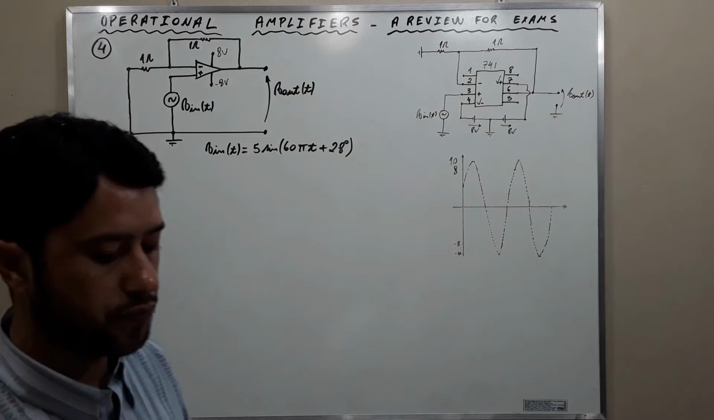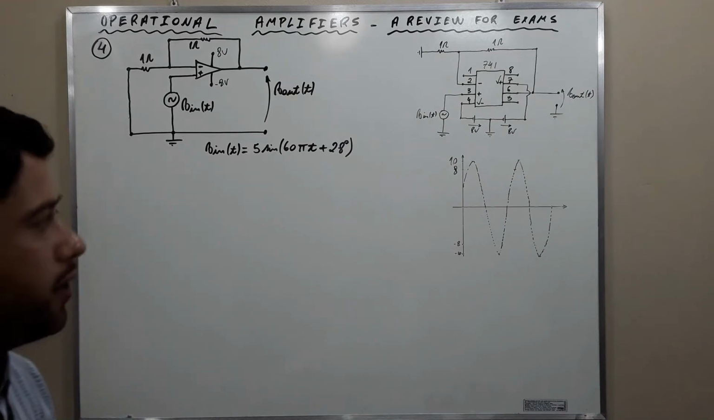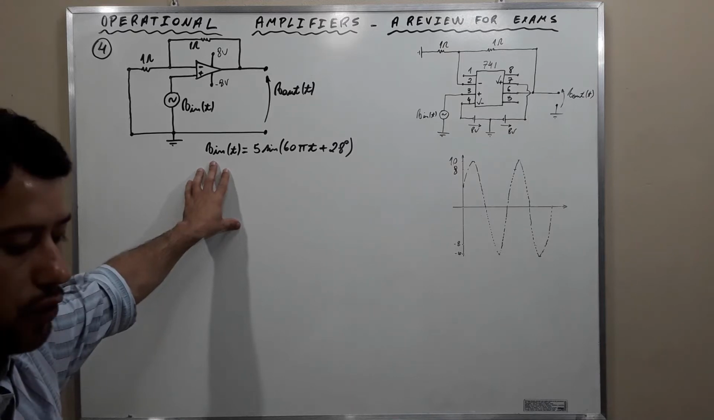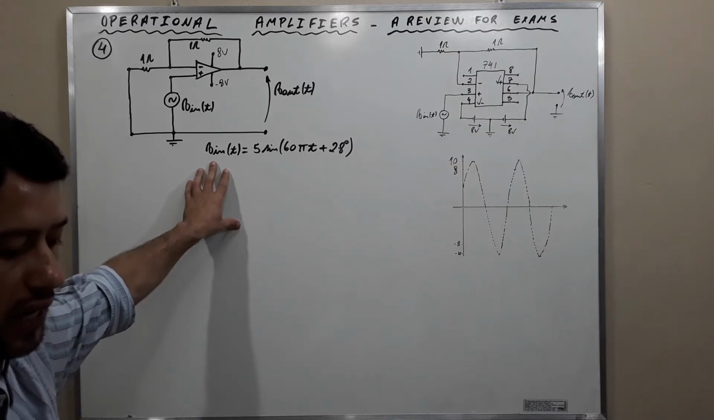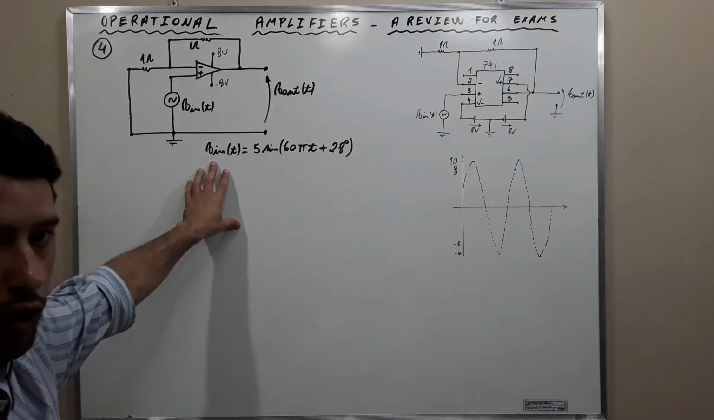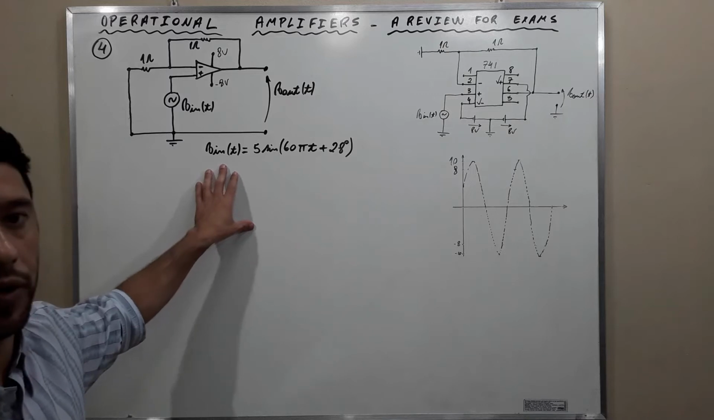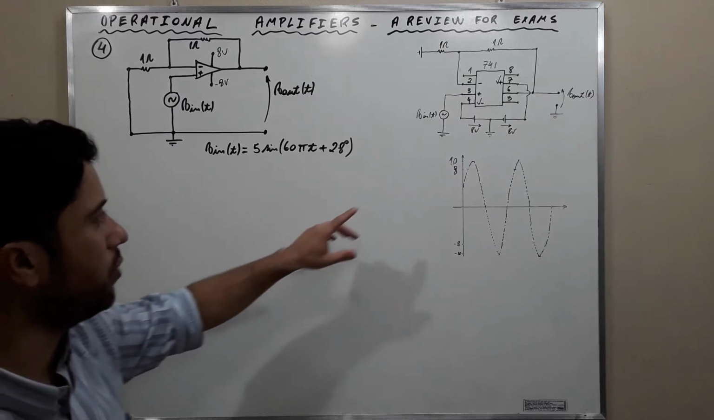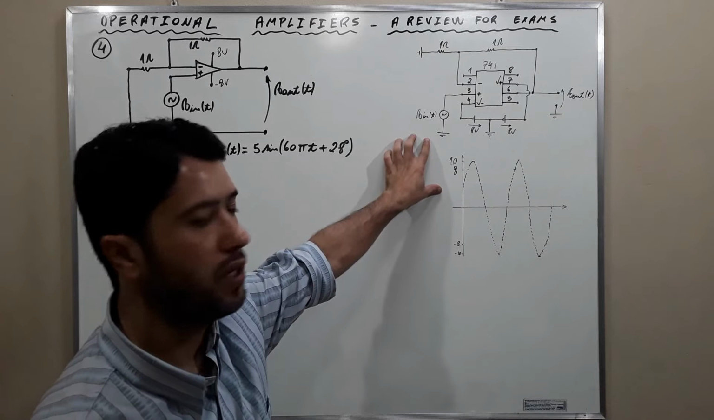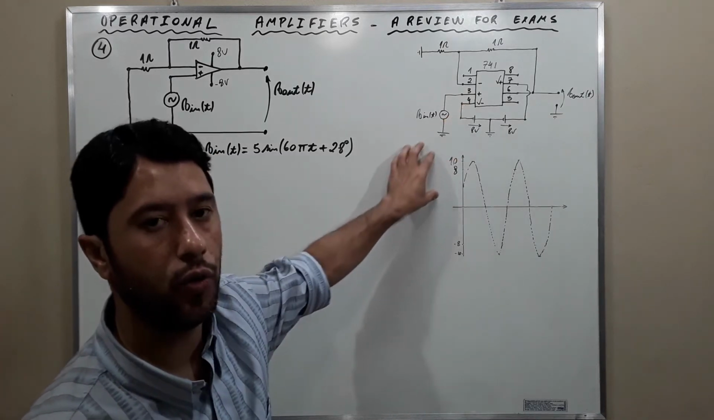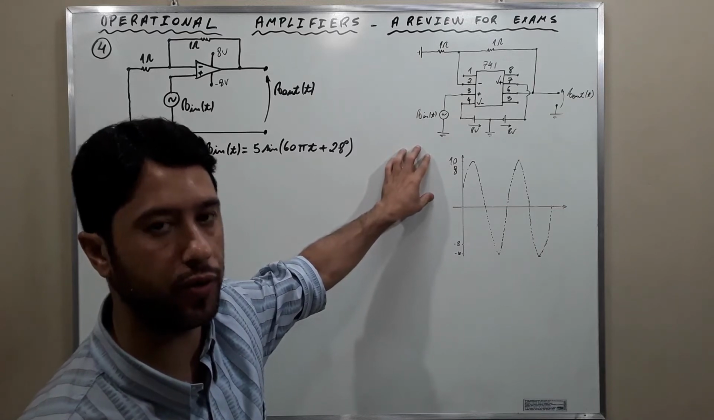Exercise number 4 now. For the circuit of the figure, draw the output waveform and calculate the output voltage at t equal to 25 milliseconds. Okay? This is the circuit that we are going to work with. And observe here that I drew the circuit around the 741, which is a practical operational amplifier.